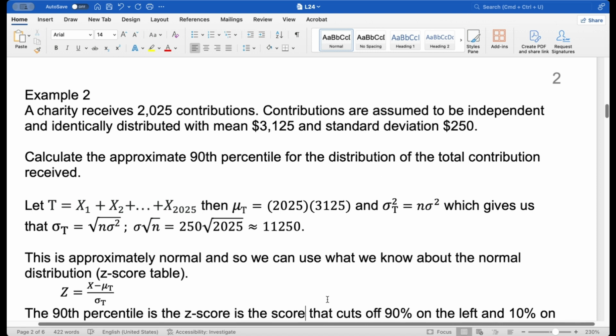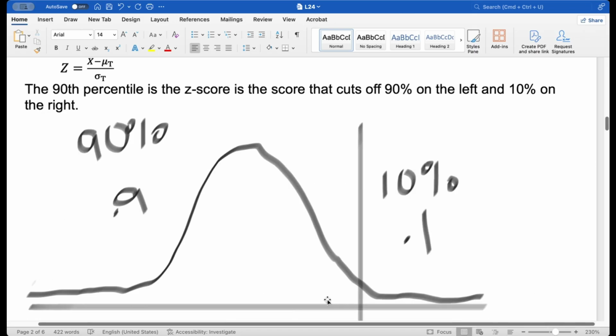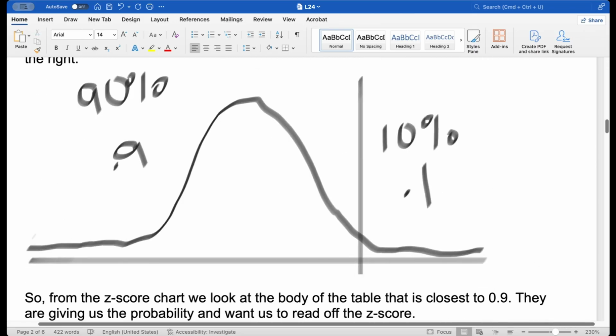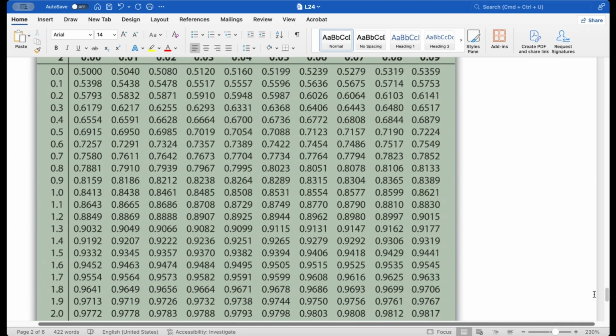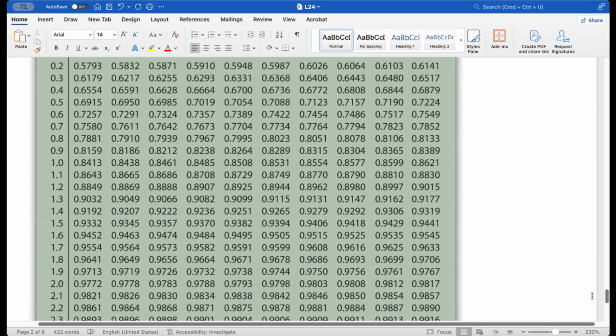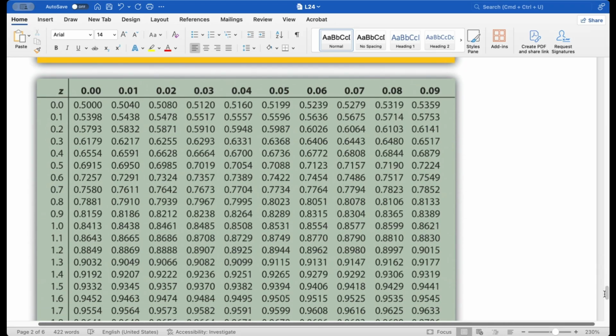Now we're trying to find the cutoff for the 90th percentile. So we're going to use the z-score chart to find that threshold. The 90th percentile cuts off 90 on the left, 10 on the right. So we're going to look to the z-chart here. We want the area to be 0.90. So we go in the body of the chart for the closest thing to 0.90. We have an .8997 and a .9015. So .8997 is a little closer.